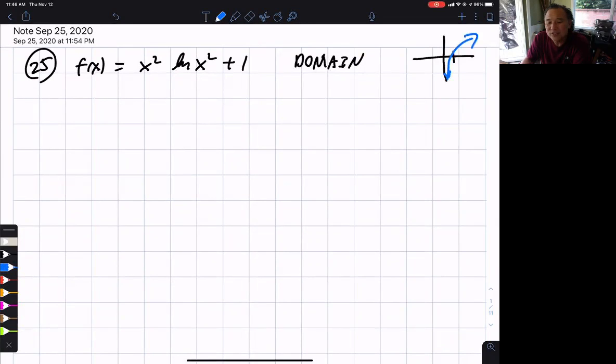It only exists to the right of 0. Therefore, the domain of this function is from 0 to infinity. So it's very important to look at that and to understand that. And it's continuous everywhere on its domain.